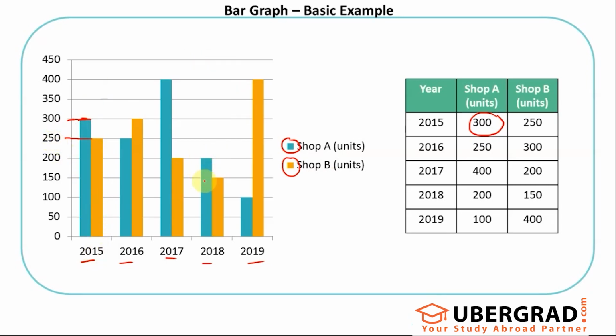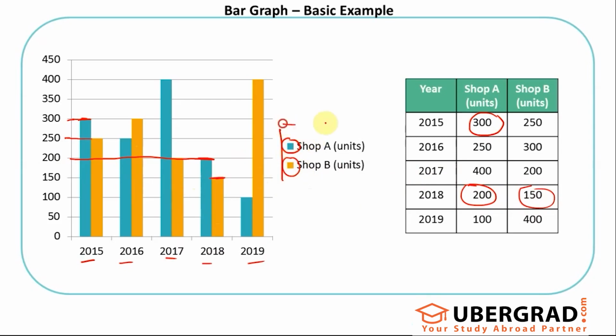Let me pick 2018. Blue is for shop A. How many units did it sell? 200, right? This is the height. What about this? 150. That is shop B. See, in 2018 shop A sold 200 and shop B sold 150. That's how I read a bar graph.